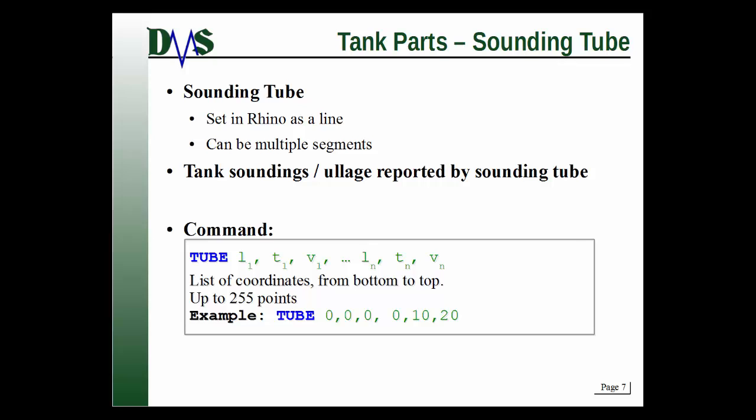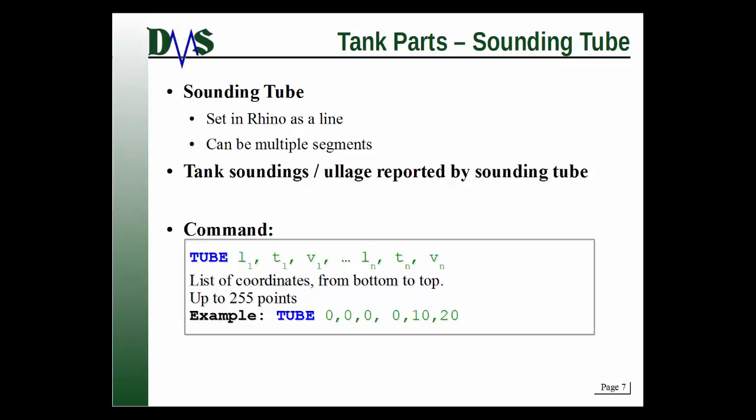What's really important about that is it's useful when you're creating tank capacity tables, because those tables are organized by the sounding on that sounding tube, either by a sounding level or an ullage level. And so when you define this sounding tube, GHS recognizes that length along the tube is your sounding level, which is not necessarily vertical position in the tank. Sometimes it might follow the shape of the shell of the hull, for example.